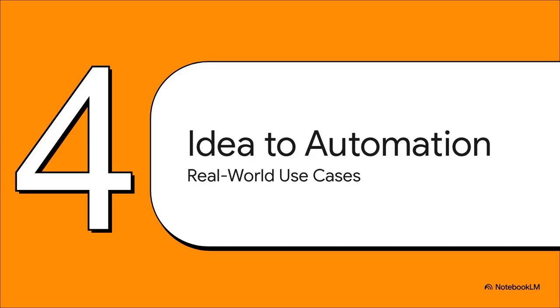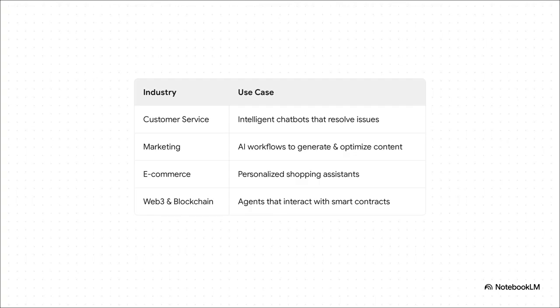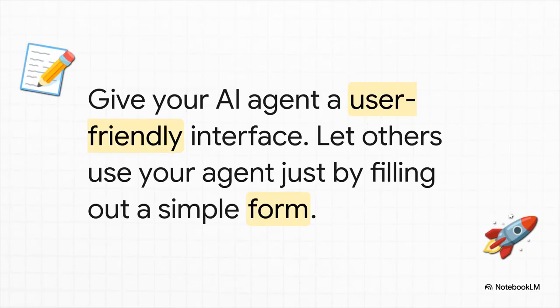Okay, so that's the how. But the really important question is, what can you actually do with all this? What does this actually look like out in the real world? Well, the possibilities are super diverse. For customer service, imagine building a smart chatbot that doesn't just answer questions, that actually solves problems. Or if you're in marketing, you could set up an AI workflow that generates and optimizes your content for you. You can even get into the Web3 space and build agents that work with smart contracts. It's really wide-ranging.